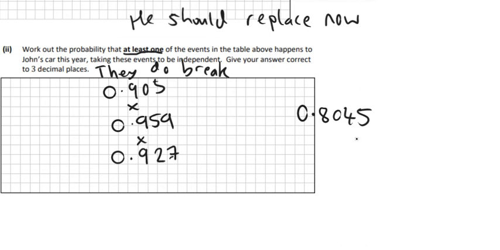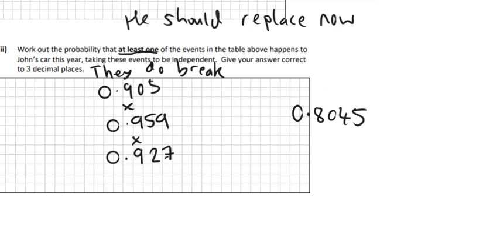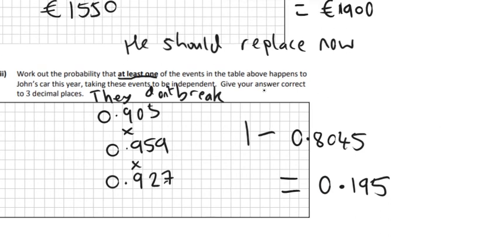This is the probability that they don't break. Sorry, I'm confused. That they don't break. So then we do 1 take away that, and that's the probability that at least one breaks. So we get 0.195, and that's rounded to 3 decimal places. So that's everything for that question.